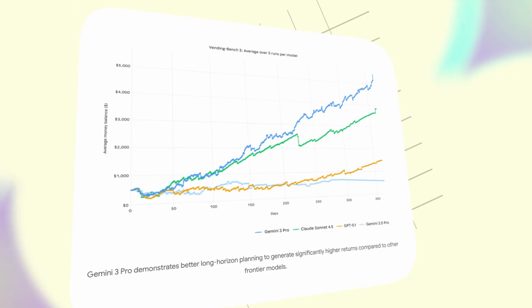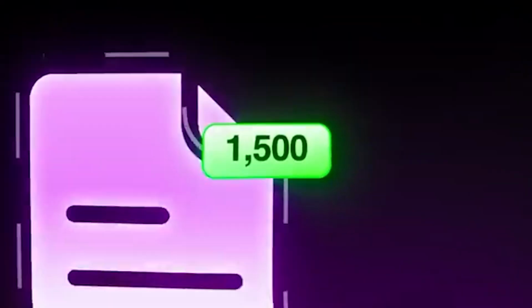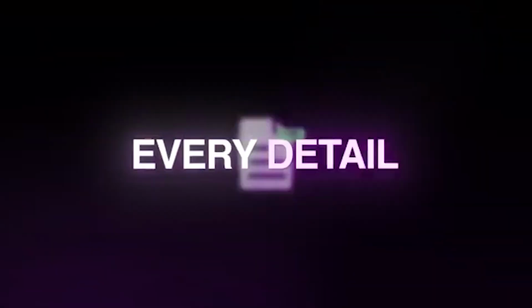It scores higher than GPT-5 and Claude on most benchmarks. And it has a massive context window of up to 2 million tokens, which basically means you can feed it 1500 pages of information and it'll remember every detail. I've spent the last month testing every part of Gemini 3 Pro, and I've found capabilities that most users will never discover because Google barely talks about them.